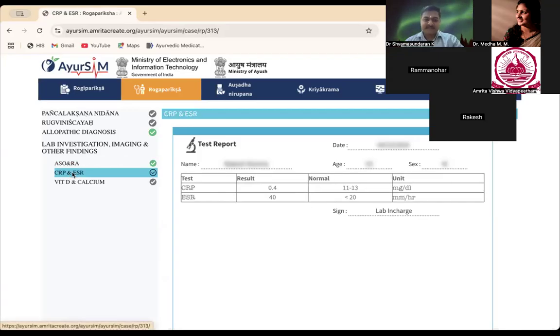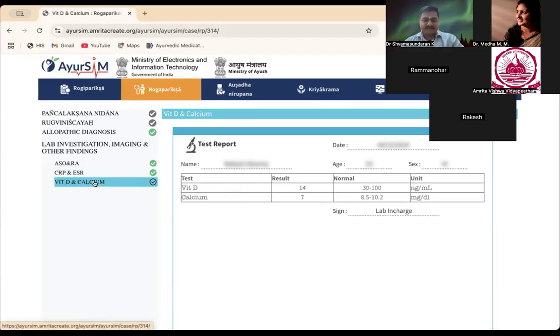So CRP and ESR is a very important aspect when you have to look at osteoarthritis. You have to also look at vitamin D deficiency. You have to also consider calcium. These are very important things that the student will learn, and they will not miss the next time they see a patient of OA.